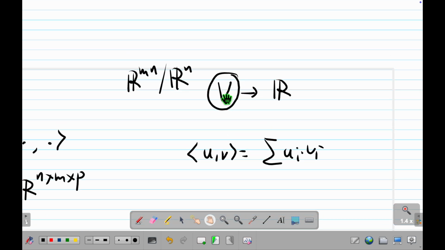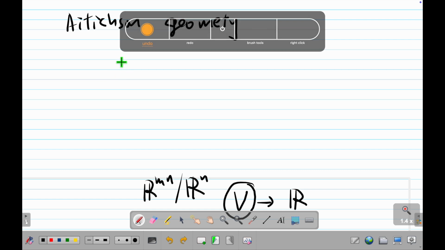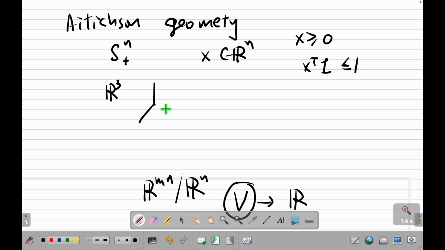Now I give you an example. There's a thing called Aitchison geometry, where the vector space lives in a simplex. That means in this funny geometry, all the vectors are n-dimensional vectors, but all entries are larger than 0 and their inner product with the ones vector is 1, or less than 1. That means, in the 3-dimensional case, let's draw a picture. This is 3D space.